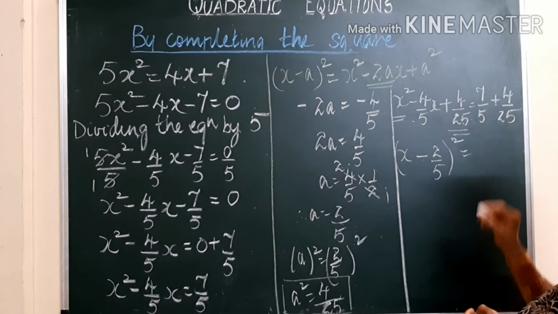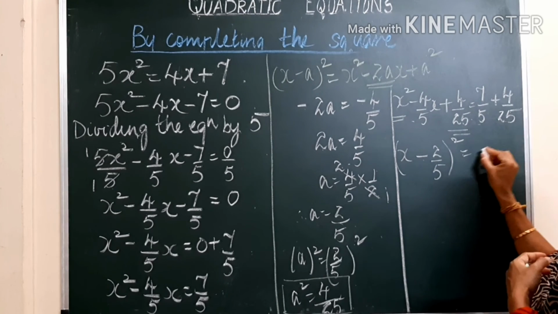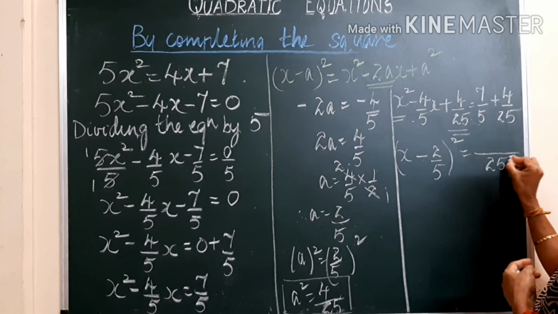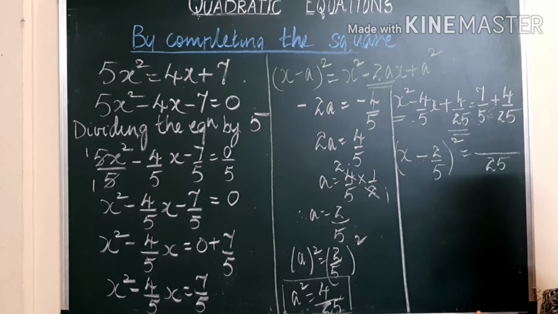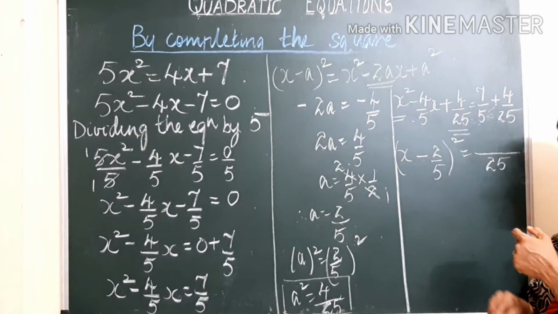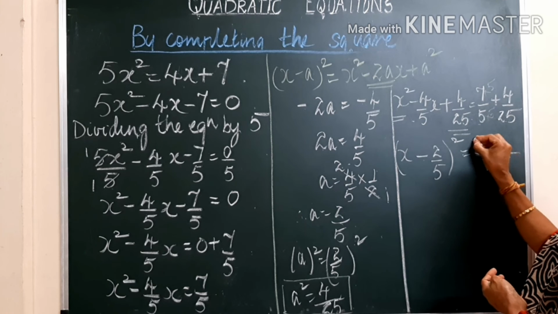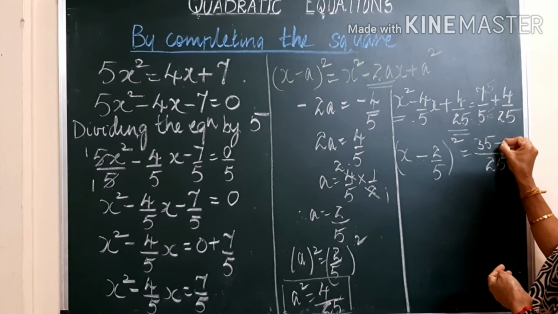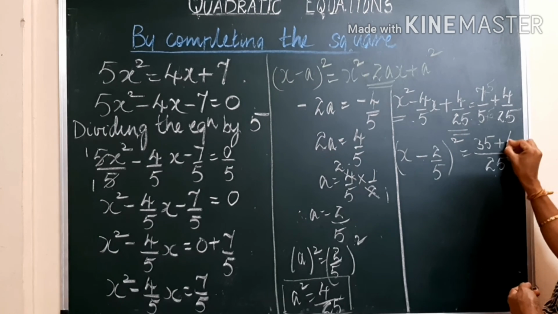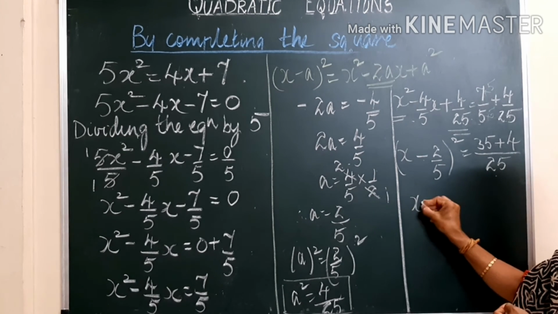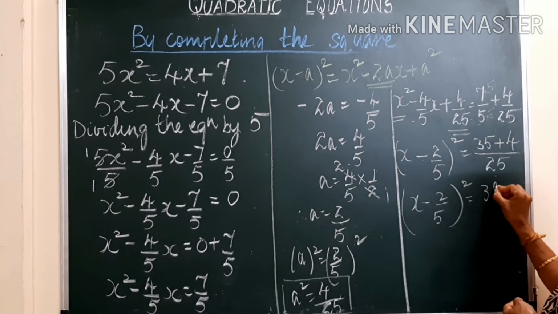On the right hand side, children, if you look at the denominators, you have 5 and 25. So you know your LCM. What is the LCM of 5 and 25? It's 25. So to make the first denominator equal to the LCM, multiply by 5. Whatever you do in the denominator should also be done in the numerator. So 7 into 5 is 35, plus you have the LCM equal to the denominator of the second term, so write the numerator as it is. So finally you have x minus 2 upon 5 the whole square, which is equal to 39 upon 25.